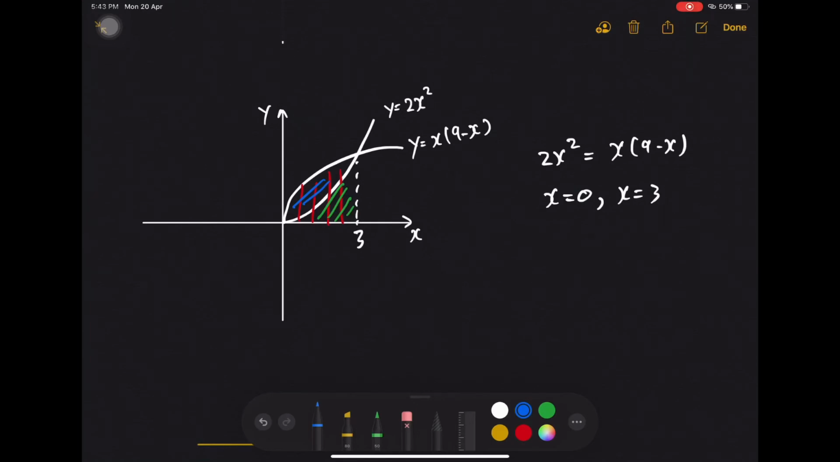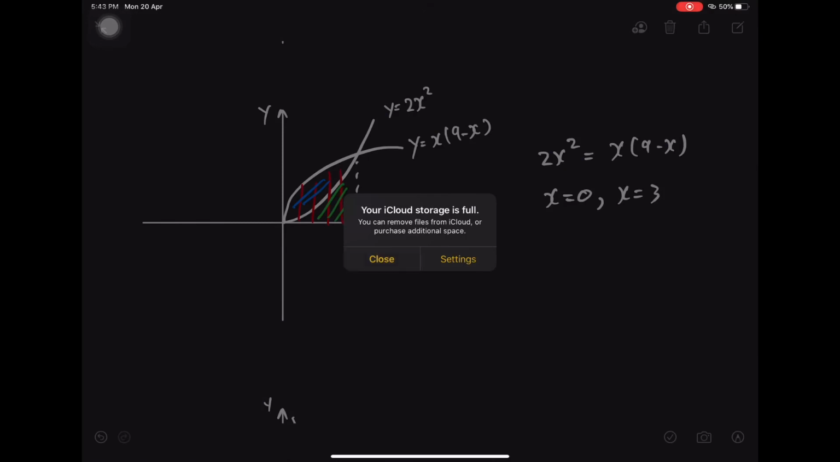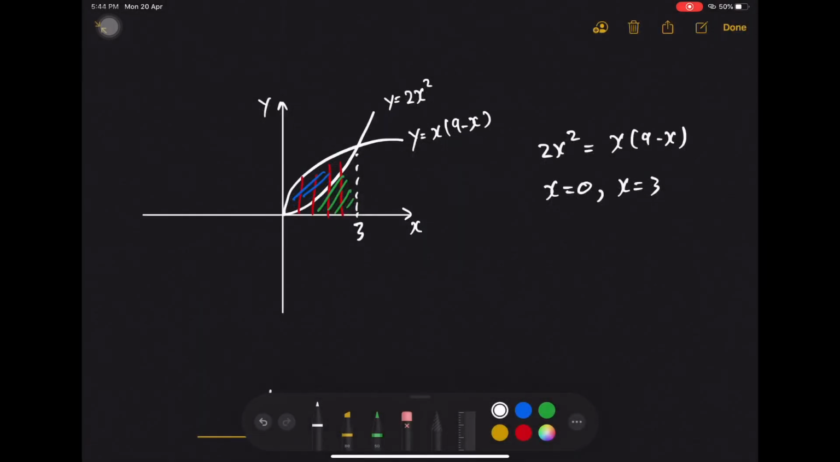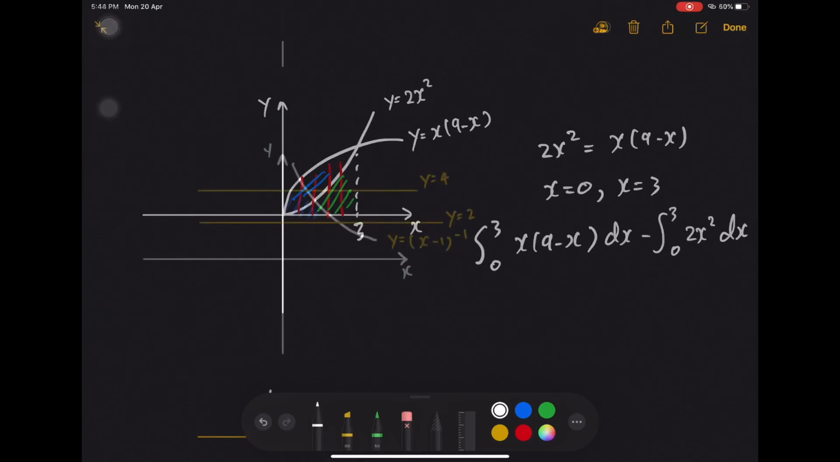And is it with respect to my x-axis? Yes, so I do not need to make x the subject. So we're going to integrate. To find the blue region, we're going to find the red region minus the green region. So we're going to integrate from 3 to 0, x(9 minus x) dx. And then we're going to minus away, same thing, 3 to 0, but now it's a different curve. I'm going to minus away the green region. So we have something like this, and if you solve this, you get the answer.